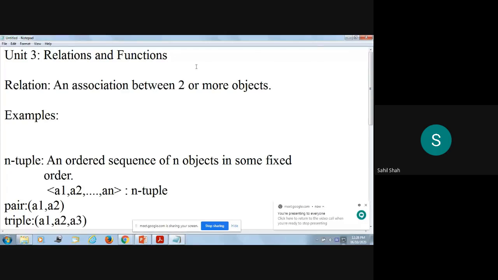In unit number 1, we had a detailed discussion on set theory. Then we discussed logic, followed by mathematical induction. In unit number 2, we had a detailed discussion on permutations, the various types of permutations, followed by combinations. In the last lecture, we also discussed what a binomial coefficient is and how to make use of the binomial theorem.